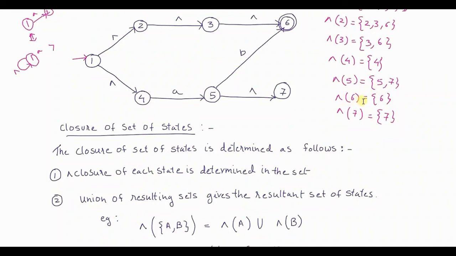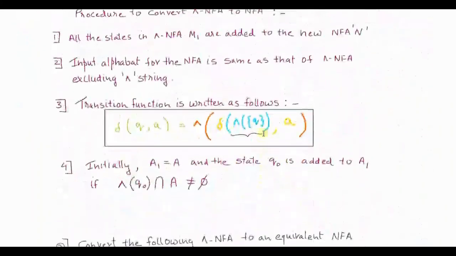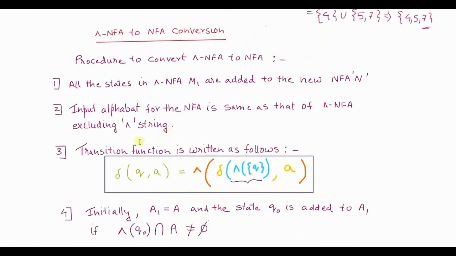6 will be a final state. 7 will not be a final state. So which will be the final states of the NFA? Suppose we come up with the equivalent NFA over here. The final states will be 1, 2, 3 and 6. So this is the meaning of it. This is a small procedure that we are going to follow to convert the given null NFA to NFA. With this, I conclude for the current session.